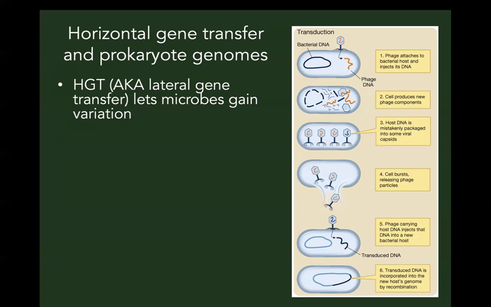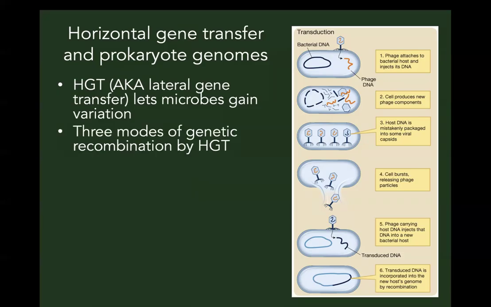So the general phenomenon of moving stuff into the prokaryotic genome is called horizontal gene transfer, okay, which we abbreviate as HGT. Weirdly enough, it's also called lateral gene transfer, which doesn't really make sense because, like, you think horizontal, I guess horizontal and lateral, do they mean the same thing? I'm not sure, but both of these are used interchangeably. And when bacteria and archaea are able to get genetic material like this, it allows them to gain genetic variation. So there's three main modes of genetic recombination by horizontal gene transfer.